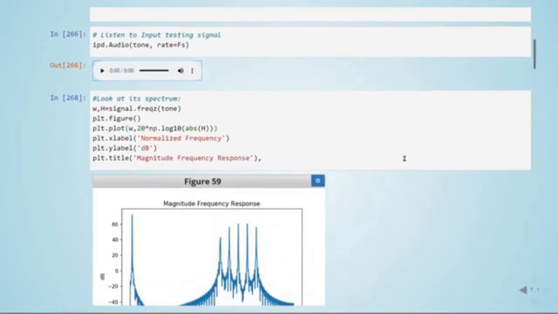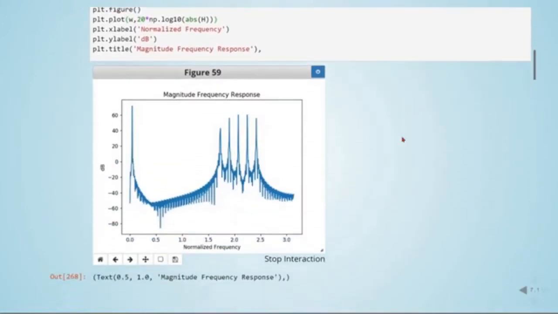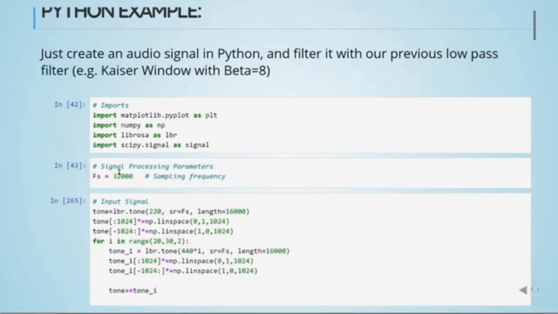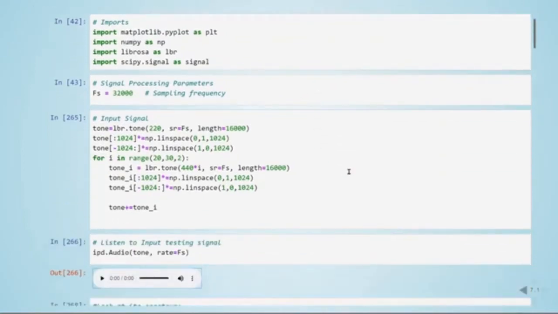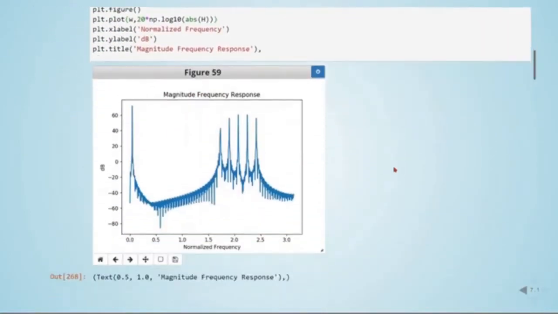When we look at its frequency spectrum, we see our frequency of 220 Hertz here, and then all these frequencies above 8 kilohertz. We are using a 32 kilohertz sampling frequency, so our Nyquist frequency is 16 kilohertz, which would be equal to pi, and half pi would be approximately 8 kilohertz. So we have all these frequencies over 8 kilohertz.